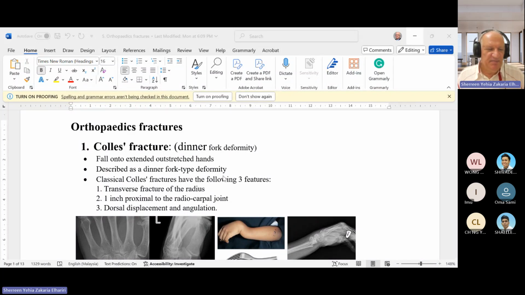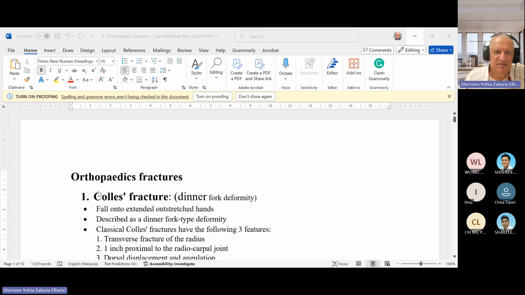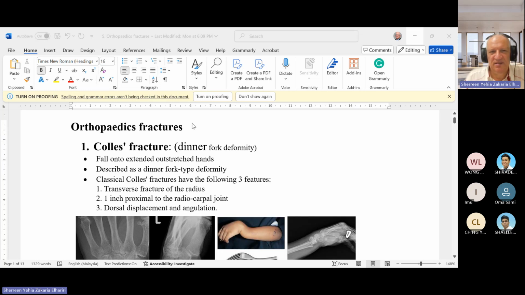I just put in some X-rays. In the exam, sometimes you have an X-ray, sometimes you don't, but nowadays, because it is an online exam, we usually have an X-ray. Of course, the common fractures. You can see the screen now, by the way.